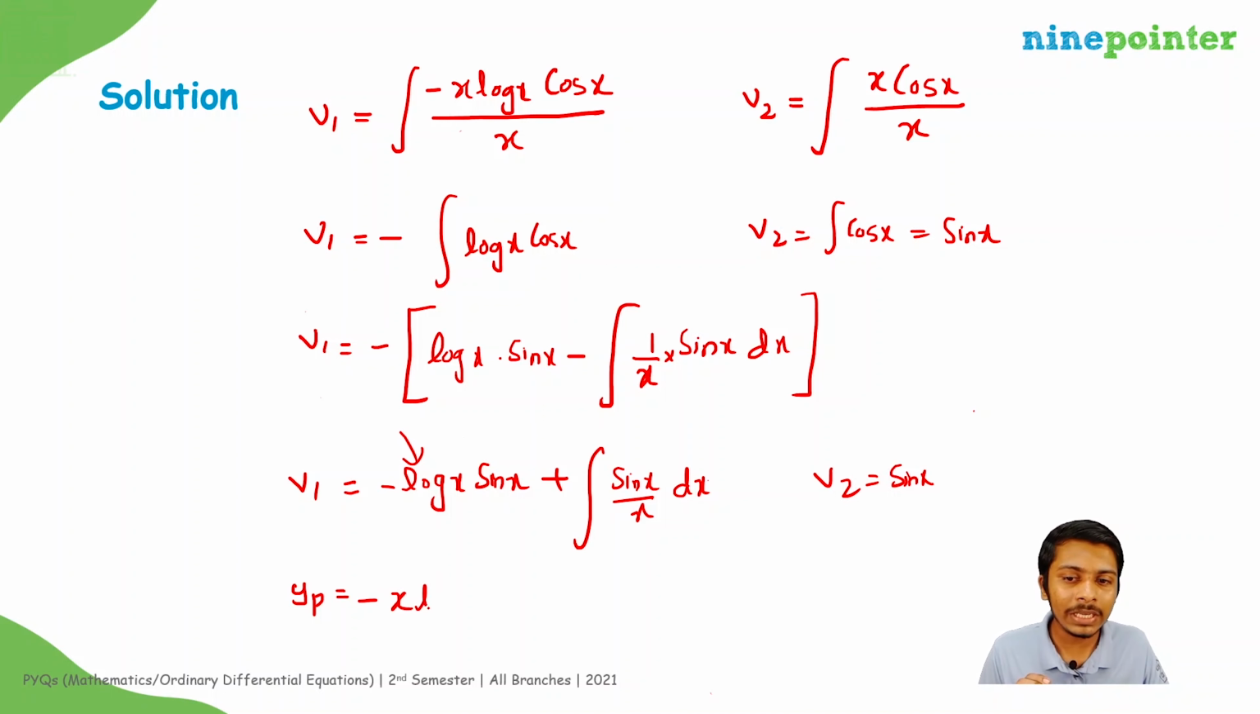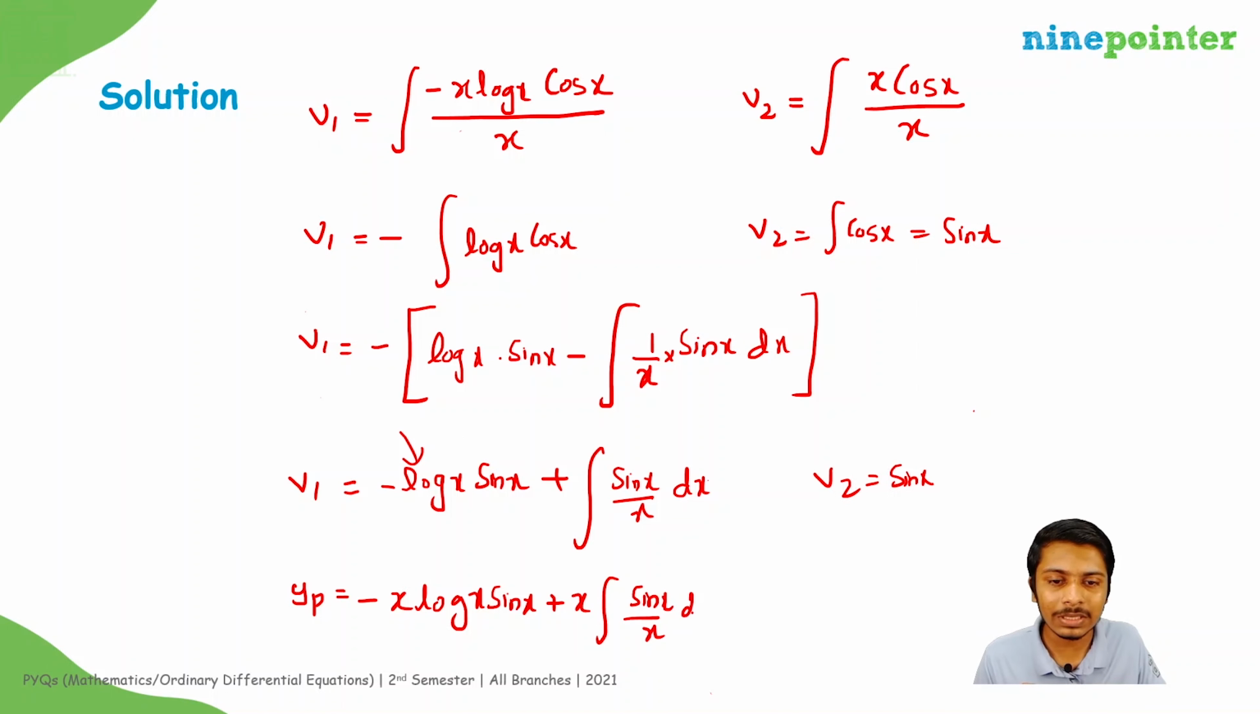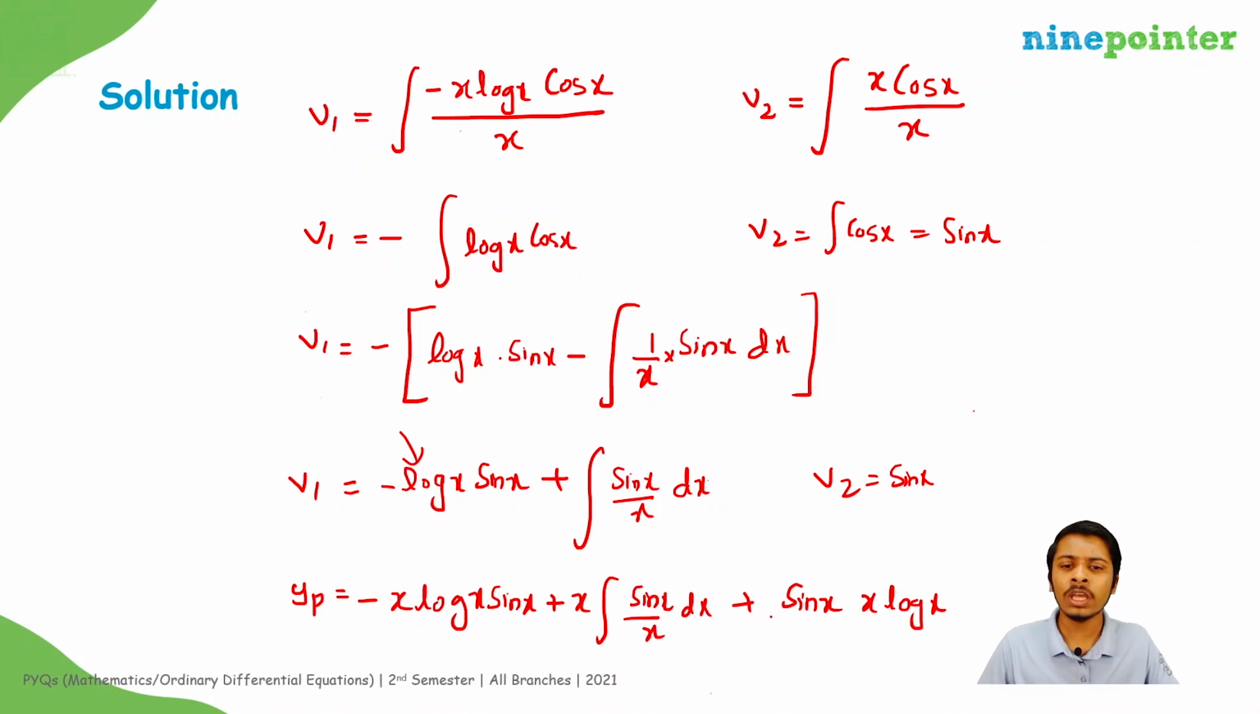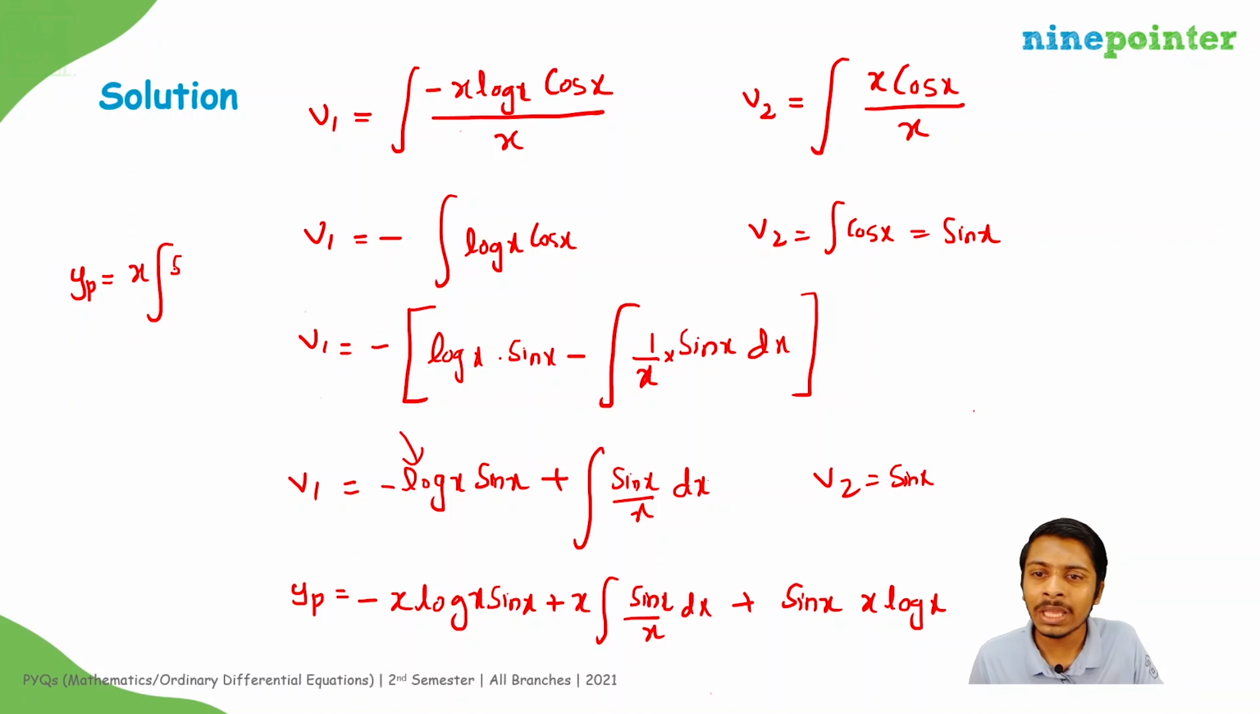So I will have minus x log x sin x plus x integral sin x by x dx. Plus y2 into V2. Okay, what is V2? Which is sin x, and y2, which is x log x. Now you can see the last term and the first term, minus x log x sin x and x sin x log x, get cancelled, and we got a particular solution of the given differential equation to be simply x integral sin x divided by x dx.